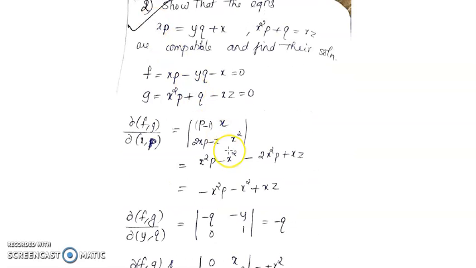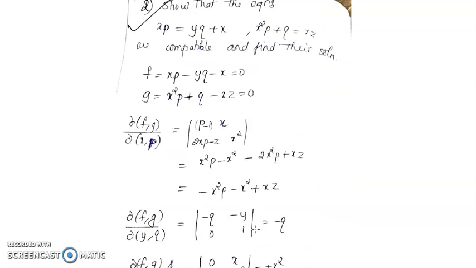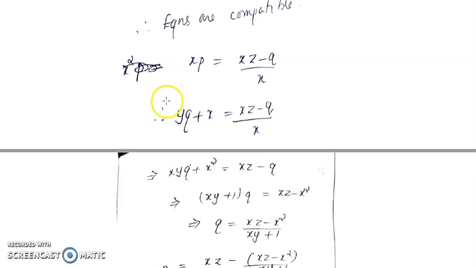So from the first equation, xp will be equal to, okay, from the second equation I can write xp equal to xz minus q by x. Now the first equation also has xp, xp is equal to yq plus x. So yq plus x will be equal to xz minus q by x. So now you can see that this equation is independent of p. So from this equation we get the value of q. So q will be xz minus x square by xy plus 1.